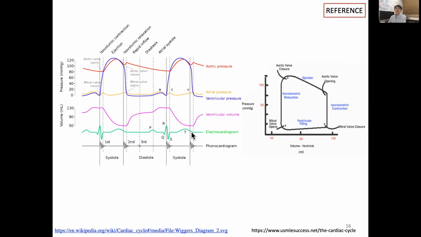So for those who are more interested, I have this reference which also shows the P, QRS, and T electrocardiogram, which is coordinated with the cardiac cycle and the volume. And there's also another drawing, so you can take a deeper look into this.